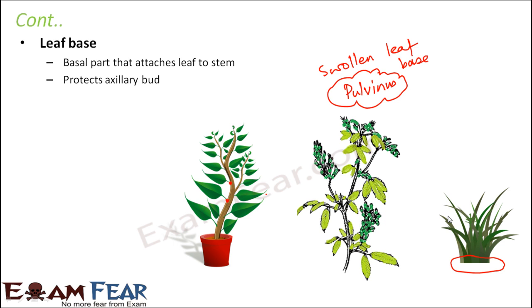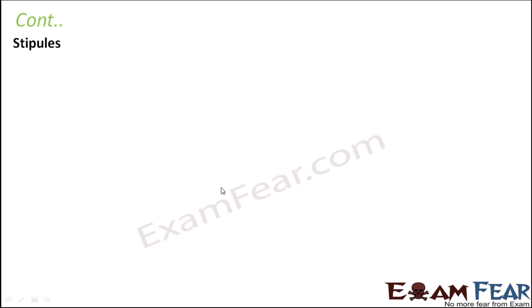Now the main function of the leaf base is to protect the axillary bud, because this bud gives rise to various modifications. So in order to protect the axillary bud, the leaf base exists. So that's how we have the different parts of the leaf.